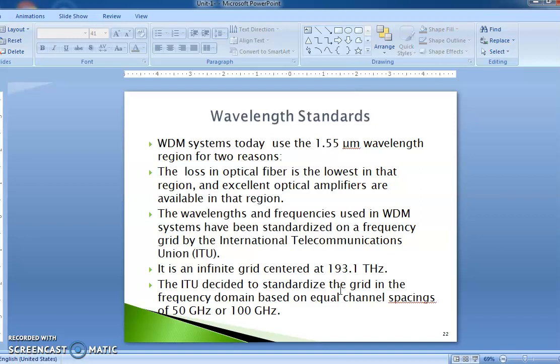The wavelengths and frequencies used in wavelength division multiplexing systems have been standardized on a frequency grid by the International Telecommunication Union, shortly known as ITU. It is an infinite grid centered at 193.1 terahertz. The ITU decided to standardize the grid in the frequency domain based on equal channel spacing, so 50 GHz or 100 GHz.